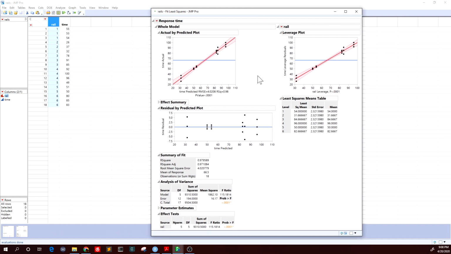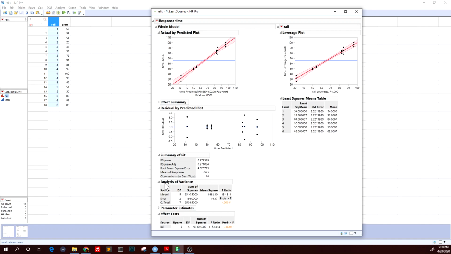And in this output, first you can find the residual by predicted plot. You can use this to check whether the residuals are evenly distributed around the y equals 0 line. And this plot can also be used to check whether the variances for all these groups are approximately the same or not. And in the summary of fit, you can find the R squared and the root mean square error. So this is just the pooled sample standard deviation.